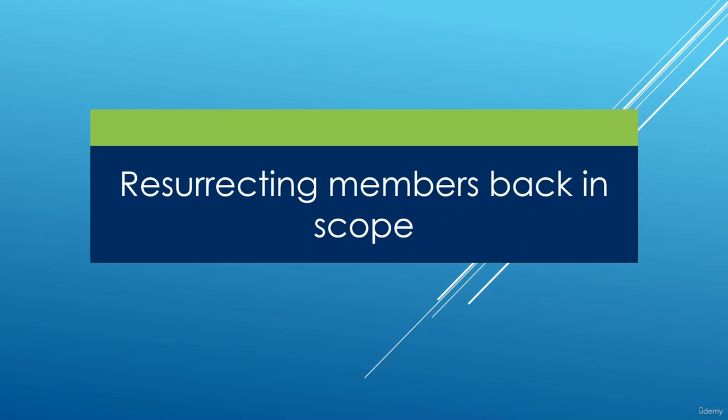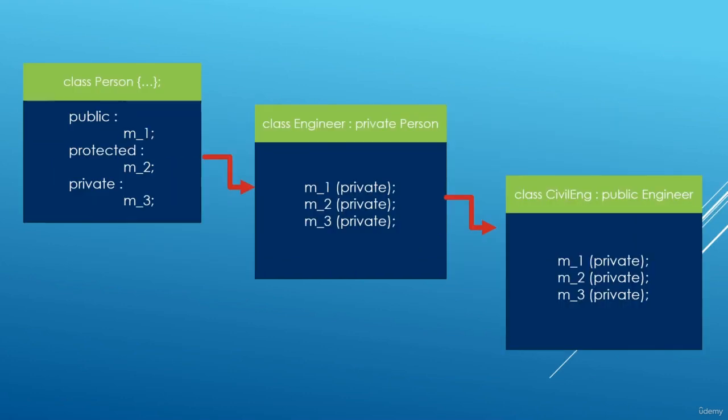In this lecture, we're going to explore how we can resurrect members back in scope. So what do we mean here? Suppose we have our trustee inheritance tree here. We have a base class person.